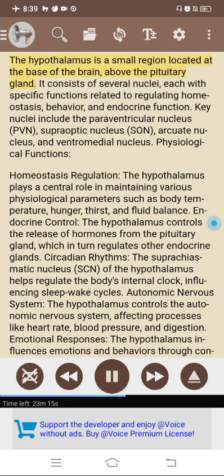Anatomy and structure. The hypothalamus is a small region located at the base of the brain, above the pituitary gland. It consists of several nuclei, each with specific functions related to regulating homeostasis, behavior, and endocrine function. Key nuclei include the paraventricular nucleus (PVN), supraoptic nucleus, arcuate nucleus, and ventromedial nucleus.